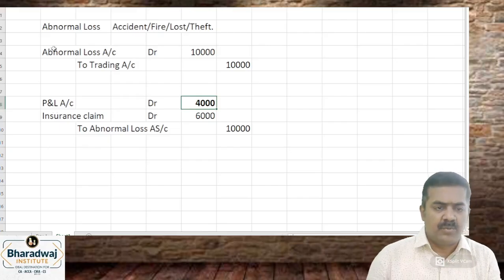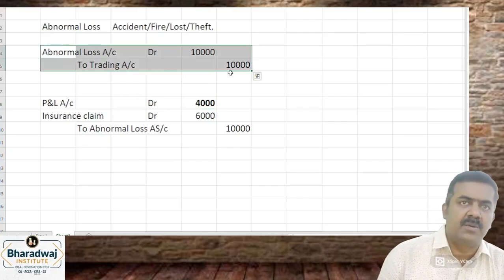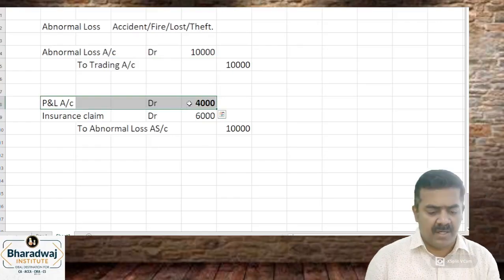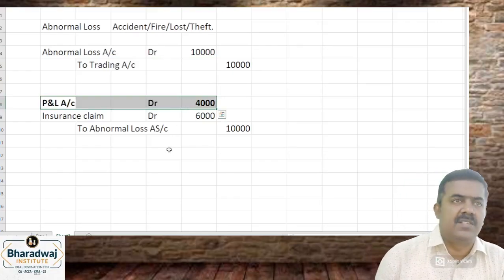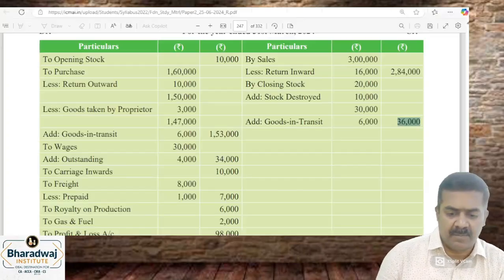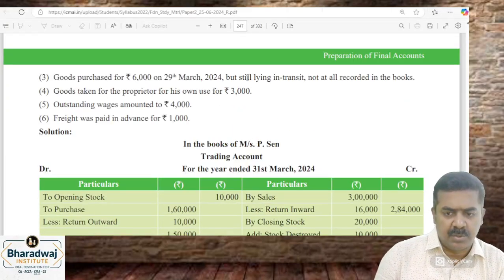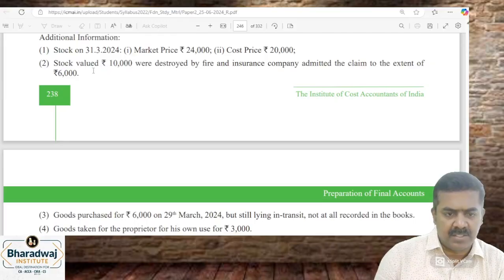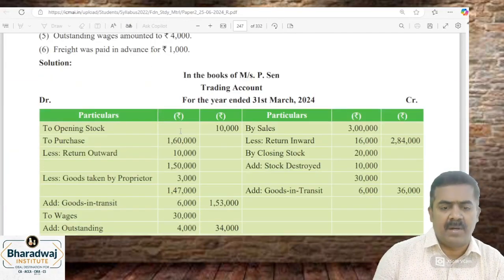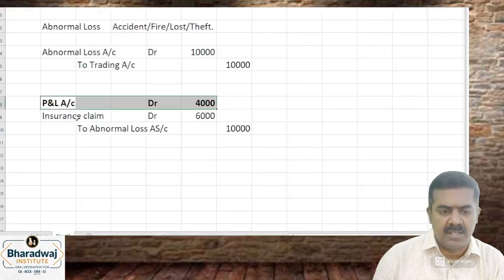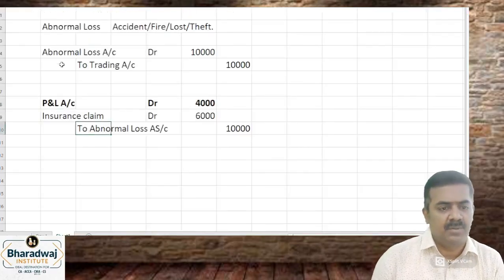So first, abnormal loss is recognized in which account? Trading account. Subsequently, after adjusting the insurance claim, we will charge it in which account? P&L. How much insurance claim? 6,000 we adjust. Balance we will charge in which account? P&L account.